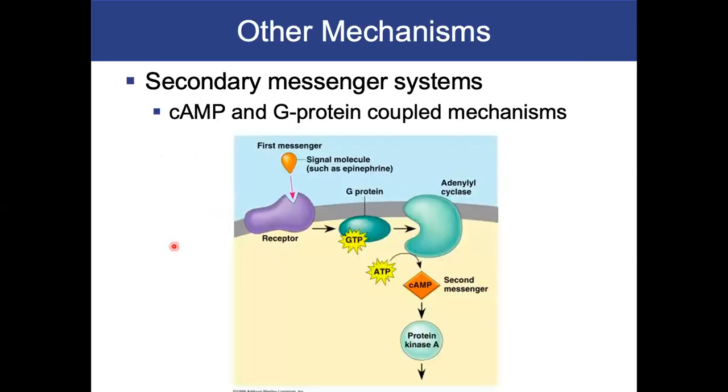Other mechanisms would be secondary messenger systems, so cyclic AMP, G protein coupled mechanisms. The first messenger binds the surface of the cell, and that activates a whole secondary messenger system that activates protein kinase A. We don't talk about this so much in physiology, but you might talk about this in micro and immunology.